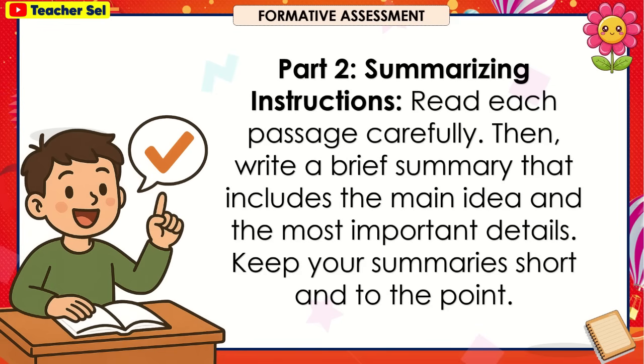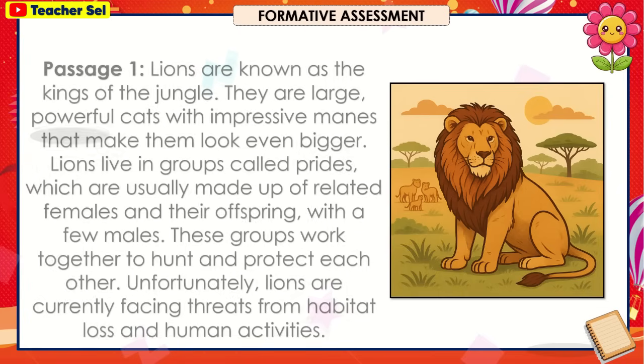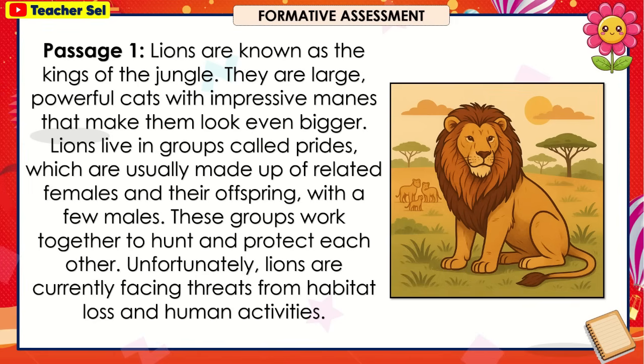For Part 2, summarizing. Read each passage carefully. Then, write a brief summary that includes the main idea and the most important details. Keep your summaries short and to the point. For Passage 1, lions are known as the kings of the jungle. They are large, powerful cats with impressive manes that make them look even bigger. Lions live in groups called prides, which are usually made up of related females and their offspring, with a few males. These groups work together to hunt and protect each other. Unfortunately, lions are currently facing threats from habitat loss and human activities.